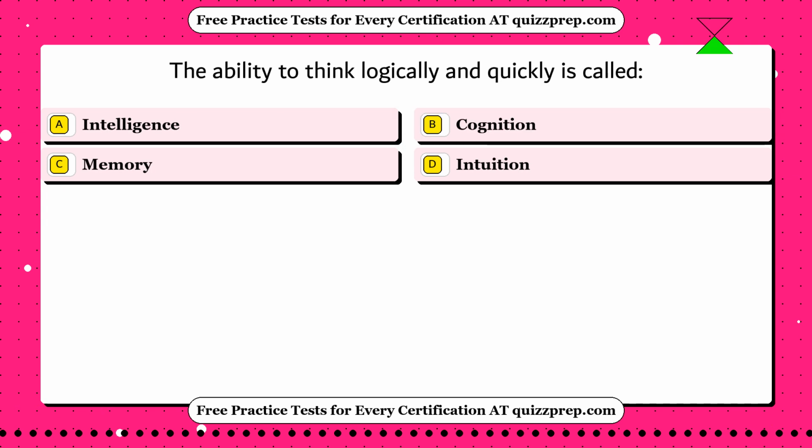Question 2. The ability to think logically and quickly is called Option A. Intelligence. Option B. Cognition. Option C. Memory. Option D. Intuition.